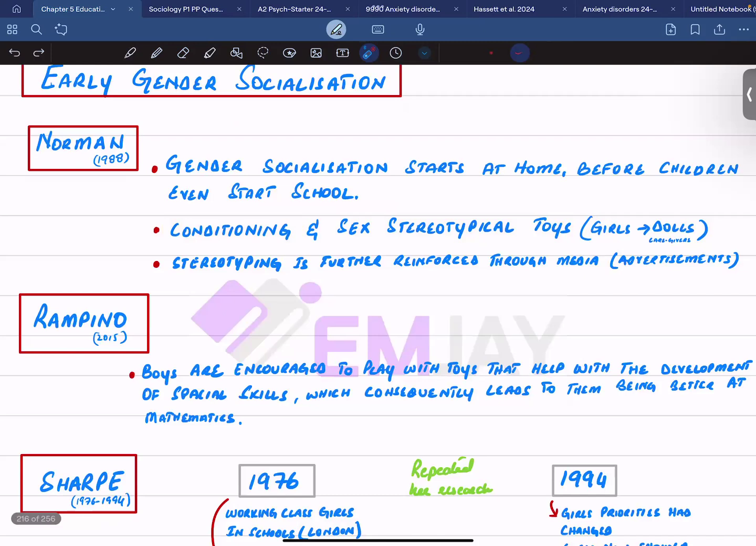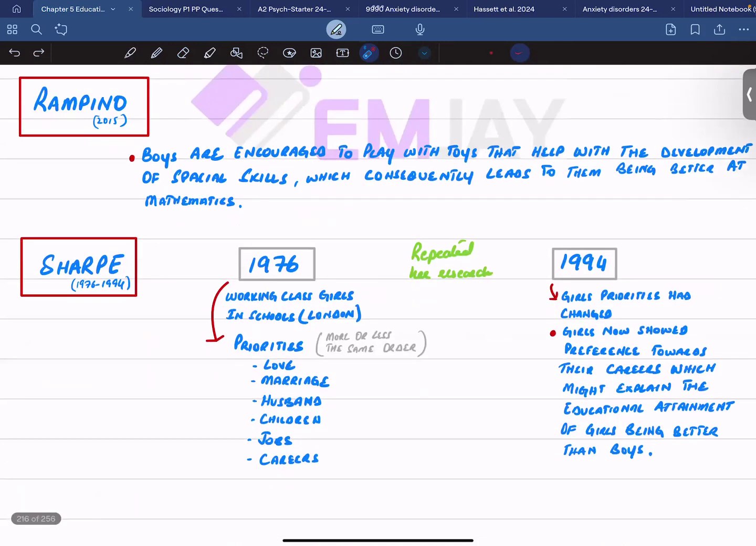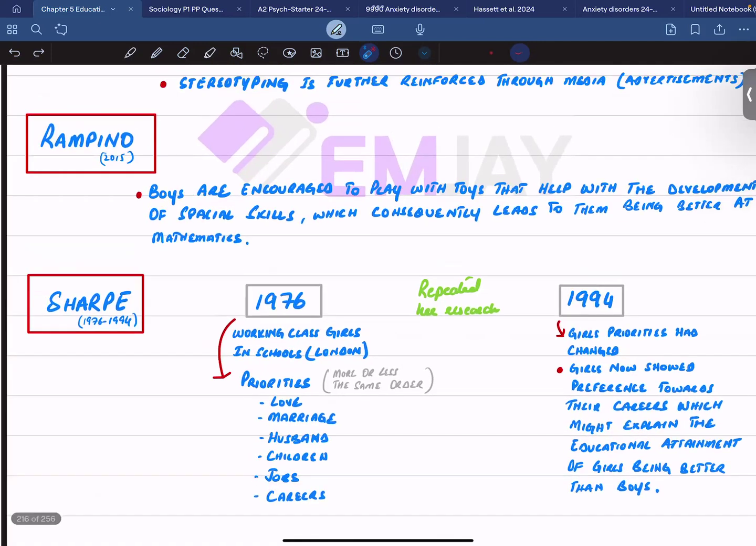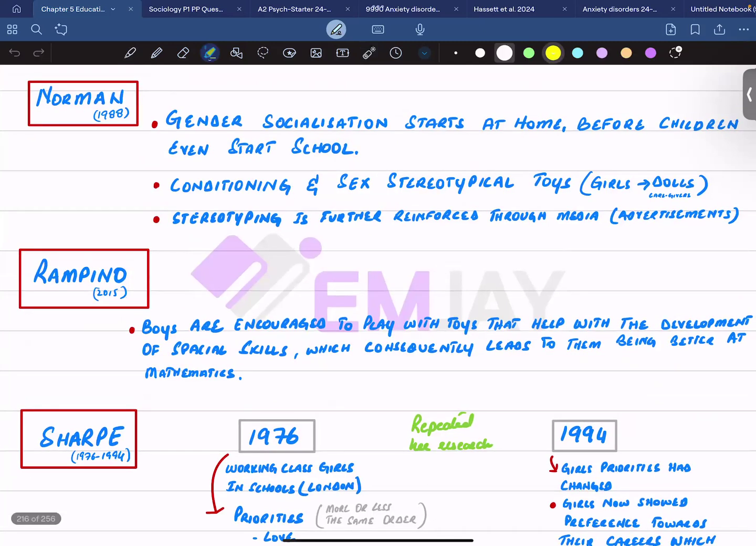Taking this ahead, if I move on, we could refer to this study that was conducted by Tina Rampino. Now, pretty much in line with what Fiona Norman had said. And if we try to make a comparison over here, Fiona Norman came up with this idea in 1988. Tina Rampino came up with this idea in 2015. So, with a difference of 20-25 plus years, it was seen that the differences in terms of how children are socialized according to the sex they belong to, according to their gender, still persist.